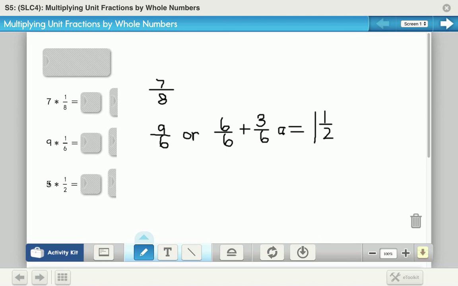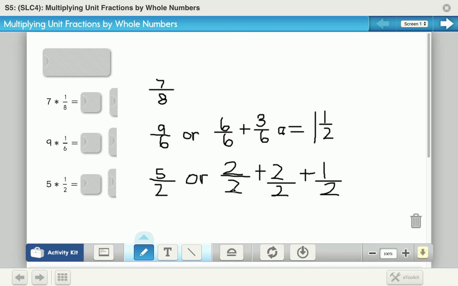5 times 1/2, we take our whole number times our numerator, which would be 5. And then our denominator is 2. And again, you could change this one also. So 5/2 is the same as, I'm going to break it into wholes. So 2/2 would be 1 whole. 2/2 again would be another whole. So far I have 4/2. I have 1/2 left to equal 5/2. So I made 1 whole, 2 wholes, and a half. So that's equal to 2 1/2. Okay?